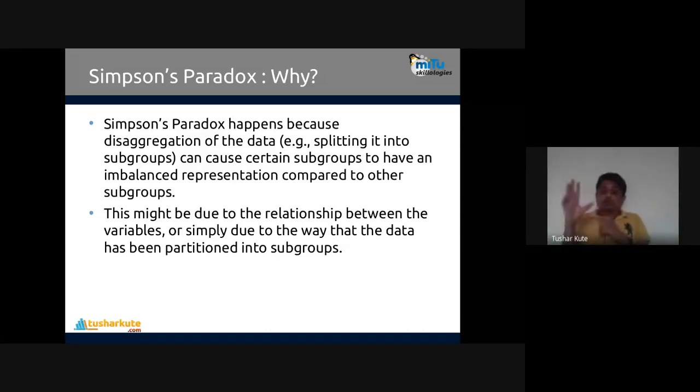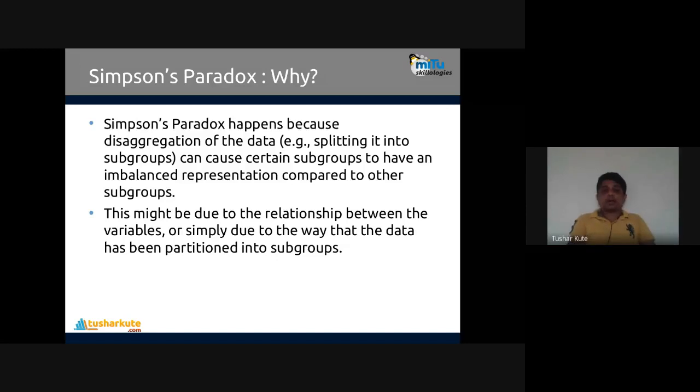Because of that, the relationship will vary completely. This might be due to the relationship between the variables or simply due to the way the data has been partitioned into subgroups. Whether you partitioned sequentially, randomly, or by any other method, subgroups are created unequally, which may not have a balanced representation of the data. Balancing is not done correctly, and imbalanced data sets are created.